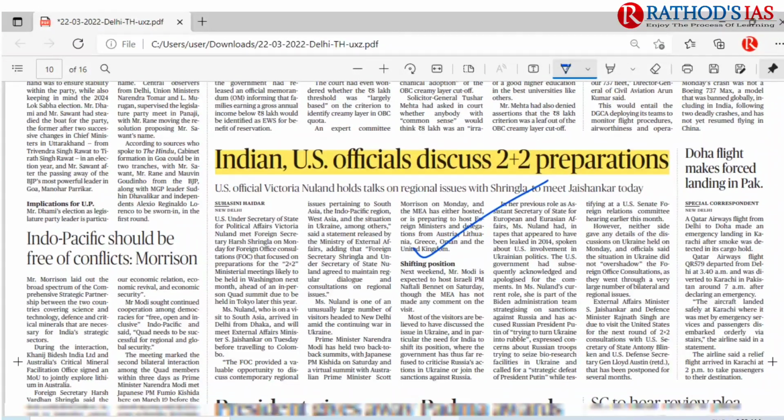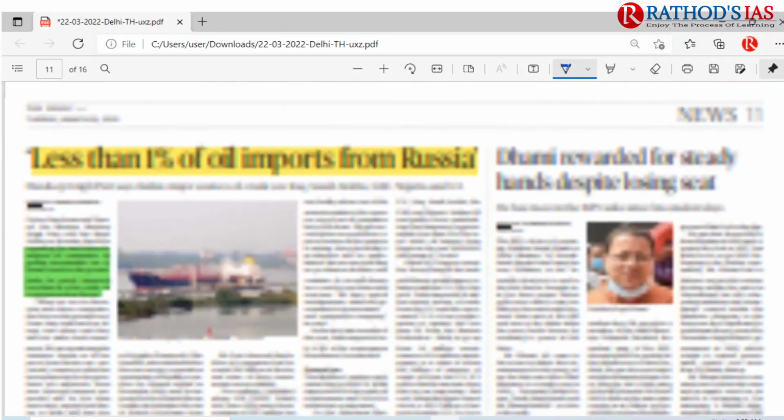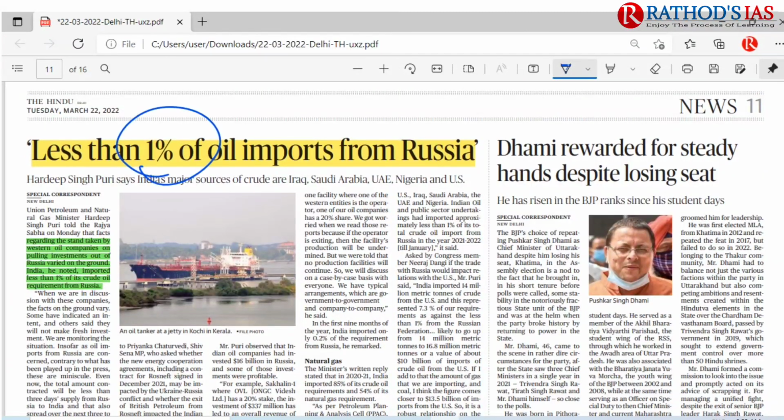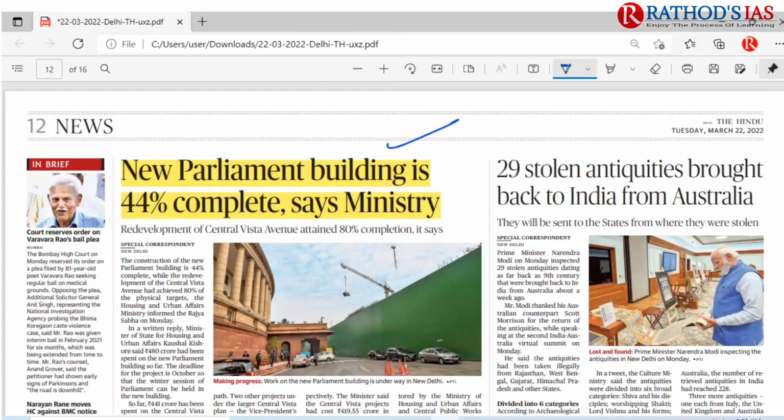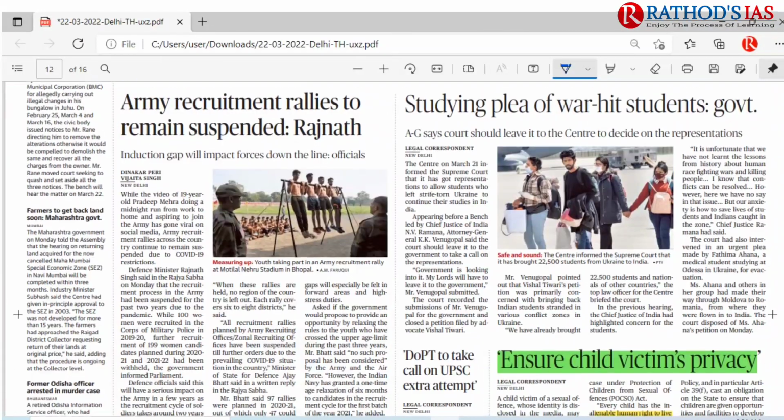And regarding this 2+2 dialogue, I discussed the article. And the next one is less than 1% of oil imports from Russia. So actually what happened, our Union Petroleum and Natural Gas Minister told Rajya Sabha that the amount of oil that we are importing from Russia is just 1%. So this is a thing which you have to remember. And if you move further, you can see new Parliament building is 44% complete. So here you need to know about this Central Vista project, that will be very important.